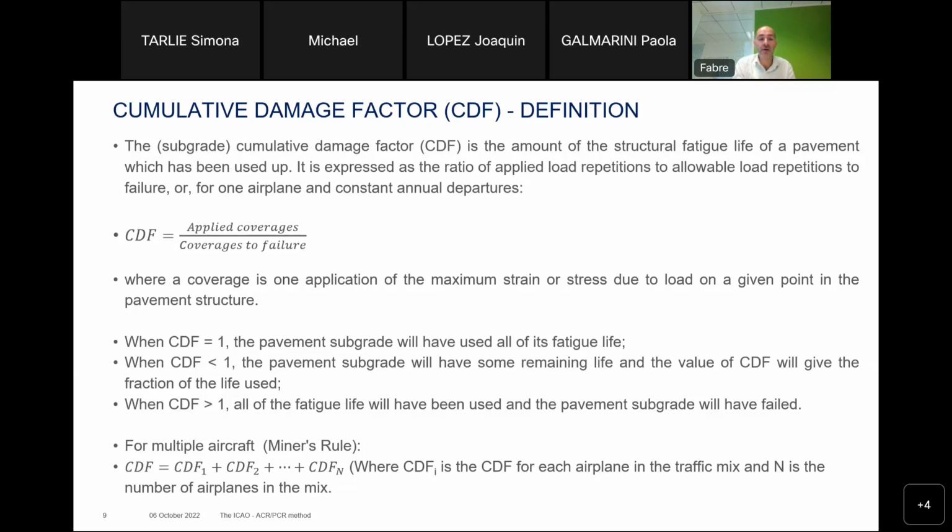If the analyzed CDF on an actual pavement is lower than or equal to 1, it means that the pavement subgrade will have some remaining life, and the value of the CDF will give the fraction of the life used. For instance, if you have a CDF equal to 0.6, it means that you have used up 60% of your pavement potential, and you have 40% remaining until the theoretical failure of the pavement. And conversely, if the CDF is greater than 1, it means that your pavement has theoretically failed. So this is for one aircraft. We compute the CDF for each aircraft, and for a traffic mix, we combine the CDFs with Miner's rule, which consists of adding every CDF of the aircraft composing a mix.